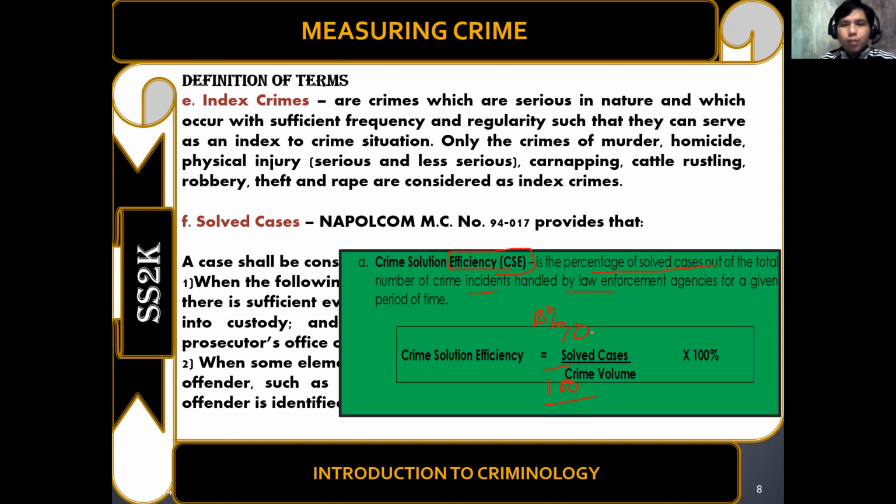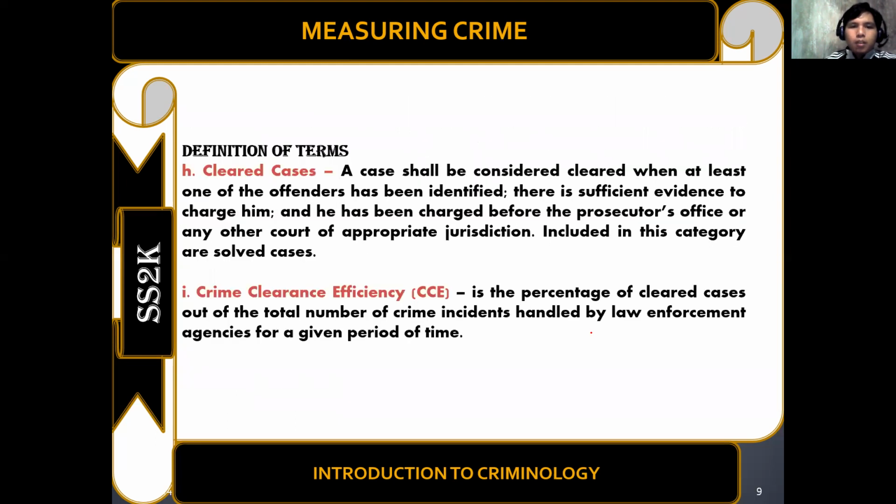What you will just do is to substitute, okay, yung ibibigay na digits or numerics, di ba? I-substitute nyo lang doon sa formula. So alam nyo na yung crime solution efficiency: solved cases divided by the crime volume times 100%.